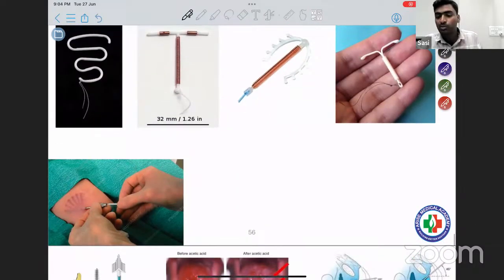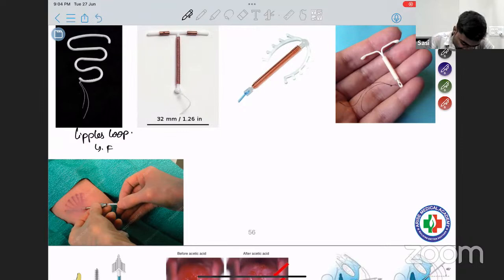Next, we'll move on to the intrauterine contraceptive device. In the case of the intrauterine contraceptive device, the first one is the first generation one, known as the Lippes loop. This Lippes loop mainly acts because of a foreign body reaction. Second one, you will be able to see this copper device.